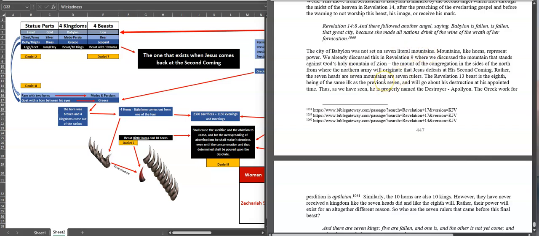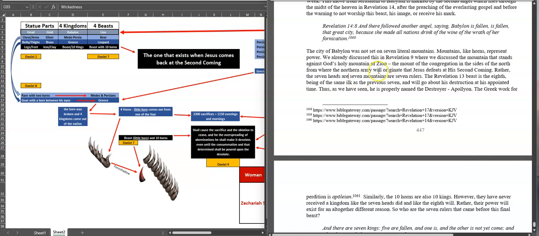We already discussed this in Revelation 9, where we discussed the mountain that stands against God's holy mountain of Zion, the mount of the congregation in the sides of the north, from where the northern army will originate, that Jesus defeats at his second coming. If you don't know about that, just go check out the last part of my study of Revelation 9. I wrote all about it.